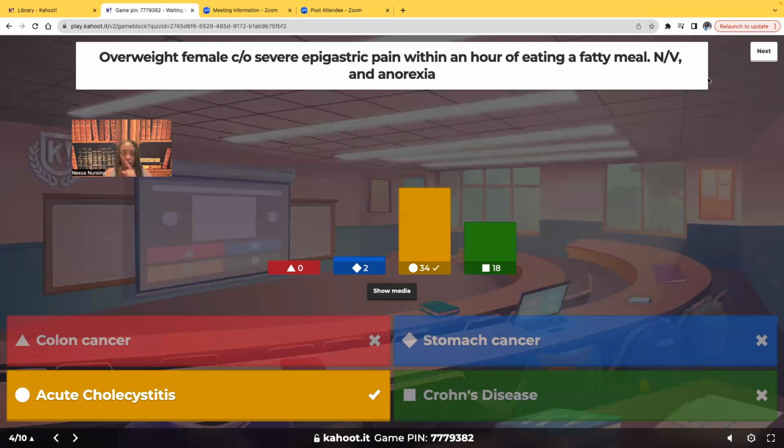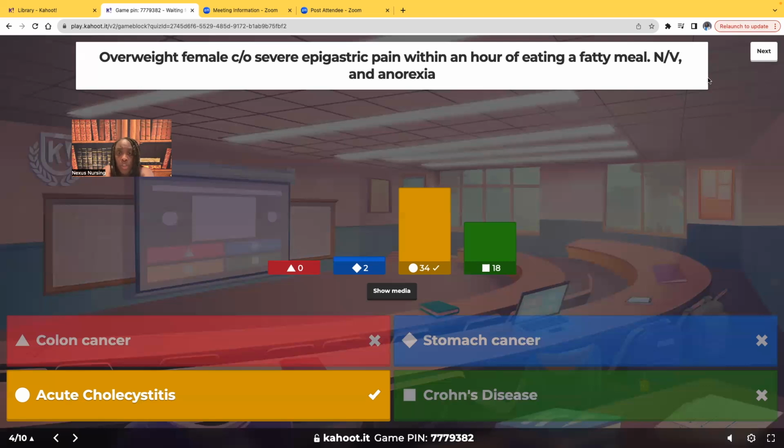Now, I saw 18 of you guys chose Crohn's disease. So let me talk about Crohn's very quickly. Yes, in Crohn's, the patient will have abdominal pain after a meal, but guess what? It doesn't have to be a fatty meal, any meal. Any meal, that patient's going to have abdominal pain within the hour of eating. But there are also certain phrases that you'll see in that type of question to let you know they're talking about Crohn's. So, some symptoms you may see is that the patient is having diarrhea, but there's mucus in that stool.